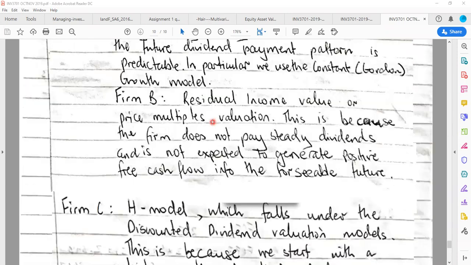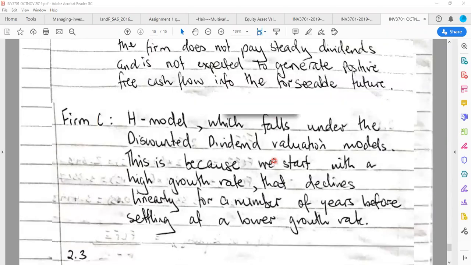And then for Firm B, the most appropriate would either be the residual income valuation model or the price multiples valuation. And this is because the firm does not pay steady dividends and it is not expected to generate positive free cash flow into the foreseeable future. And we've also taken a minority perspective. So the minority perspective means that we cannot use the free cash flow to firm approach.